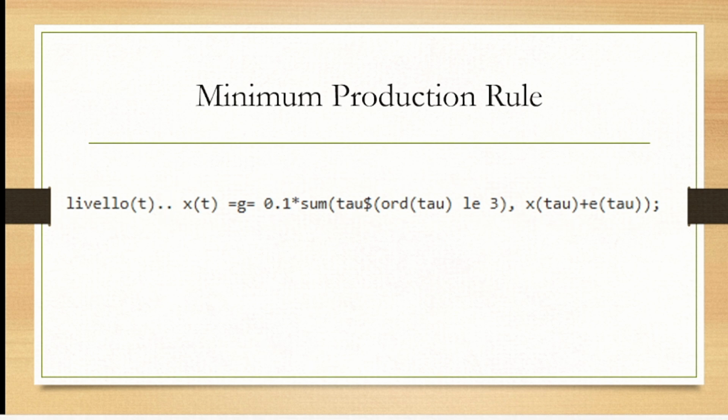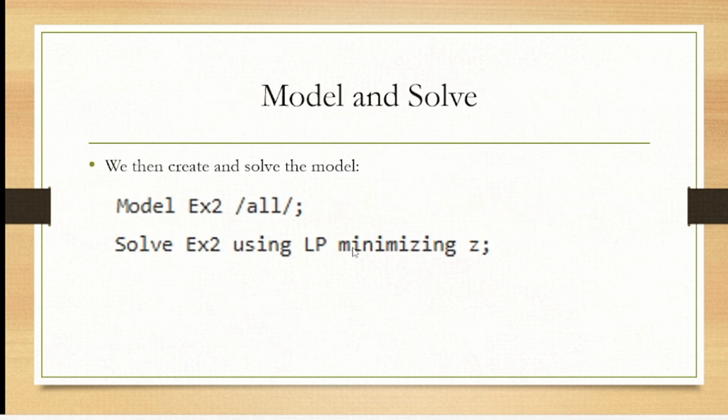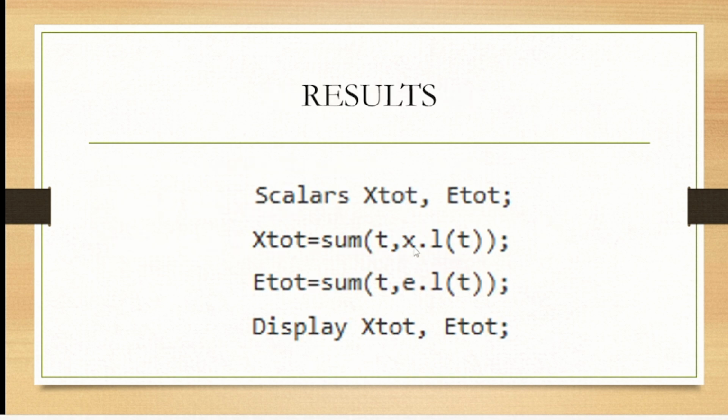And last part, we create and solve the model using the name of the model, running every operation in the model, and then using linear programming, because we don't have binary or integer variables, and we try to minimize Z. As results, we calculate the totals. The totals are X total and E total.